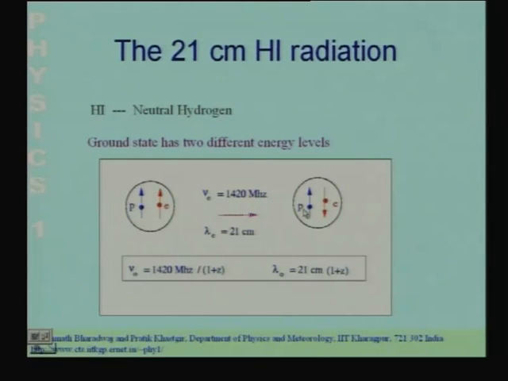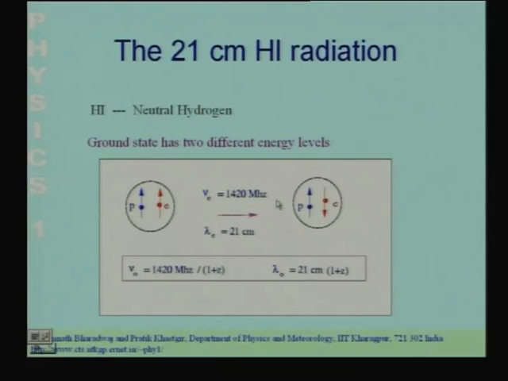This energy difference will come out in the form of electromagnetic waves, and the electromagnetic waves that are emitted when the hydrogen atom goes from here to here come out at 1420 megahertz or 1.42 gigahertz, which is somewhere in the border of radio and microwave. The wavelength corresponding to this is 21 centimeters.